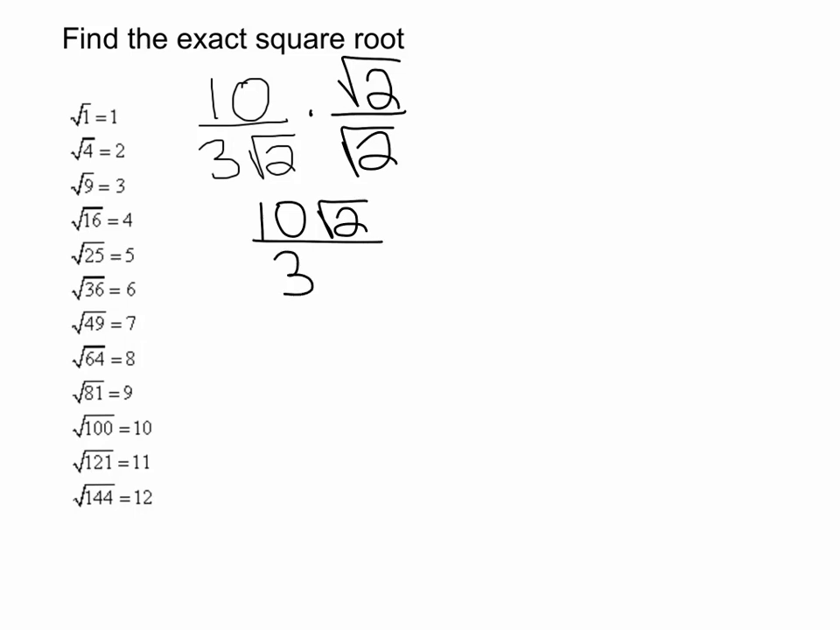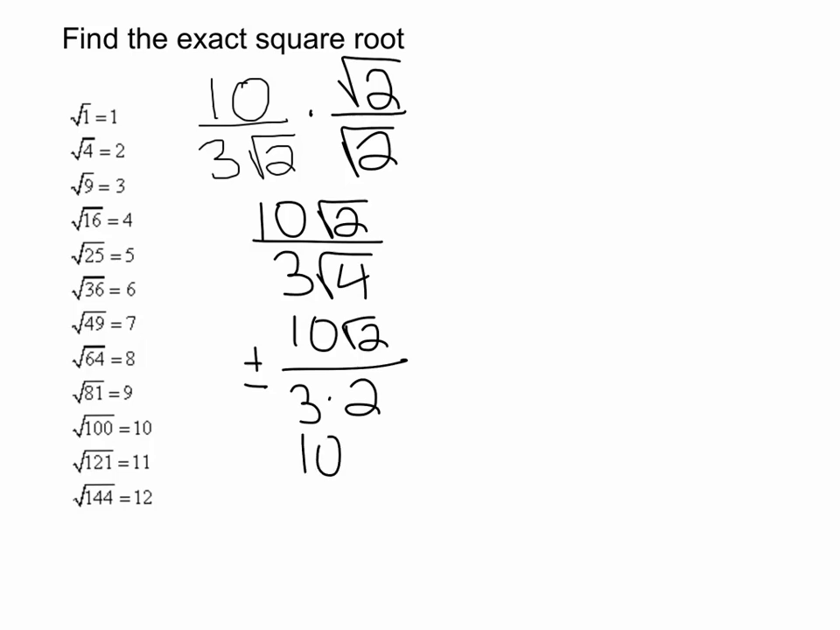And in the denominator, I'm going to have 3 times square root of 2 times square root of 2 gives me the square root of 4. And my next step, I'm going to keep my numerator, 10 square roots of 2. In my denominator, square root of 4 gives me positive and negative 2 times 3. So again, multiplying my denominator, 3 and 2, I get 10 square roots of 2 over 6, and that's all positive and negative.